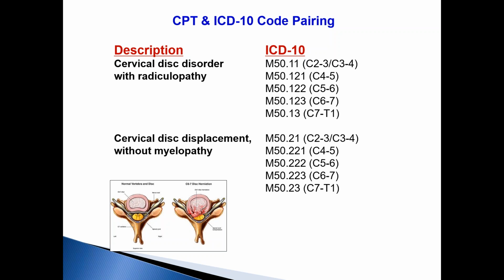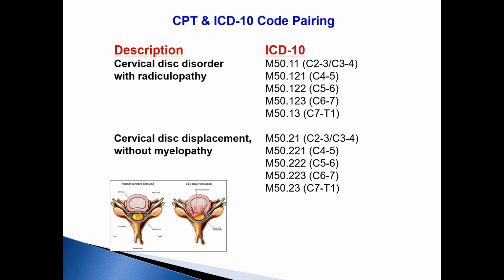Disc displacement, as you see on your screen, cervical disc displacement without radiculopathy, without myelopathy, means that there's also some sort of disc involvement, like herniation, bulge, extrusion, rupture. But there's no radiating pain. There's no nerve root compression. And there's no myelopathy. Myelopathy is cord compression. So make sure you know the difference.